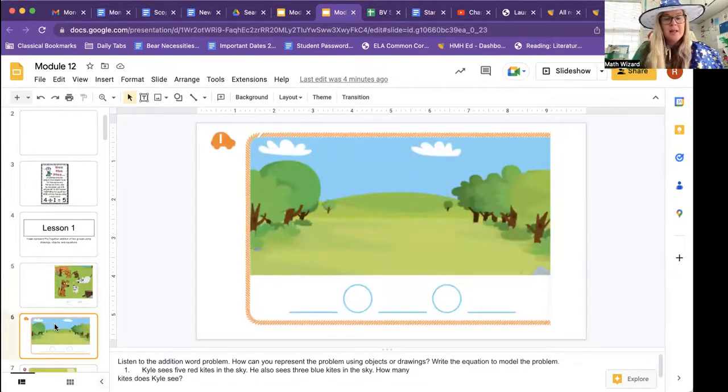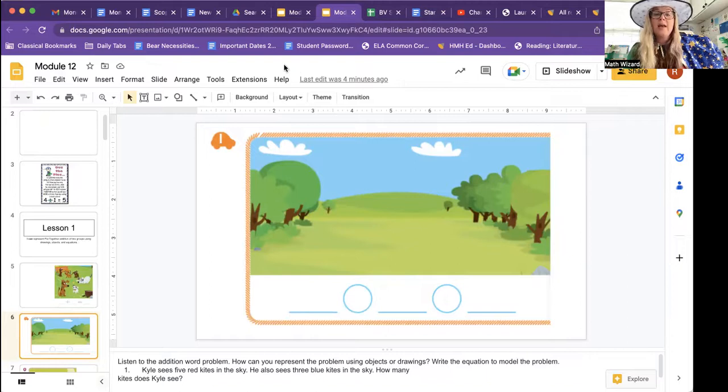All right. Listen to the addition problem. How can you represent the problem using objects or drawings? Write the equation to model the problem. Okay. Kyle sees 5 red kites in the sky. He also sees 3 blue kites in the sky. How many kites does Kyle see?